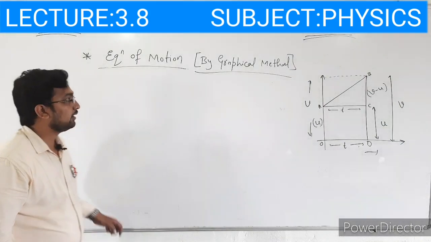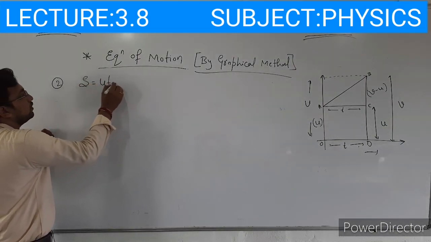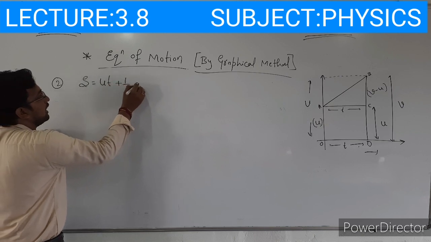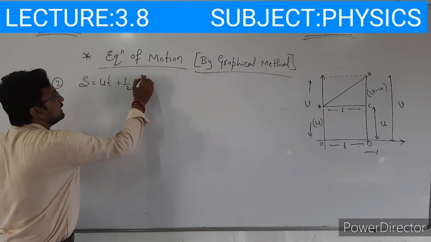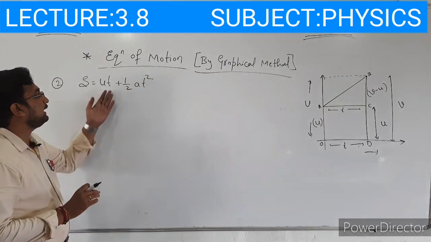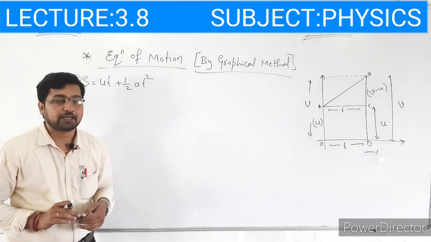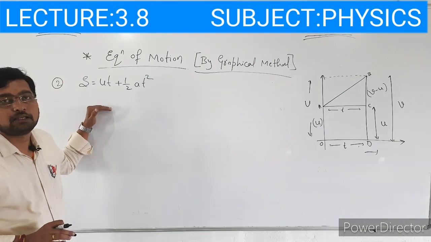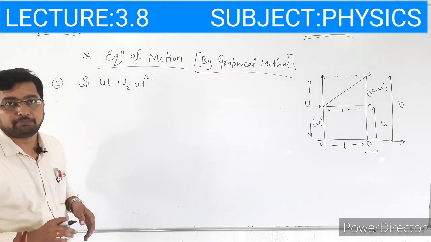The next one is s is equal to ut plus half at square. Here s means displacement, u indicates the initial velocity, t indicates the time, and a indicates the acceleration, right. In the examination they may ask you to derive s equal to ut plus half at square by the graphical method.